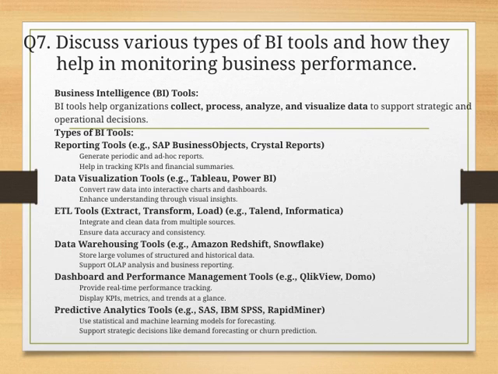Let's now discuss the various types of business intelligence tools and how they help us monitor business performance. BI tools are essential because they enable organizations to collect, process, analyze, and visualize data, all of which support better strategic and operational decision-making. First, we have reporting tools like SAP Business Objects and Crystal Reports.